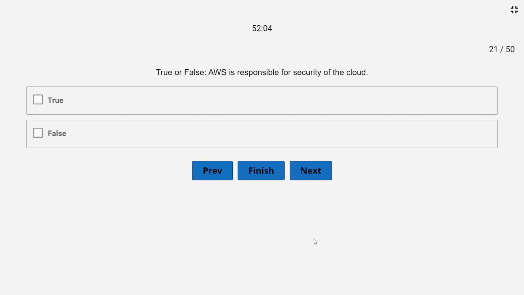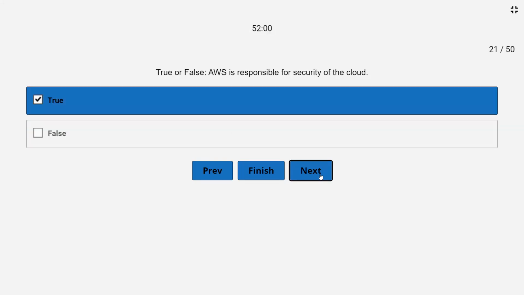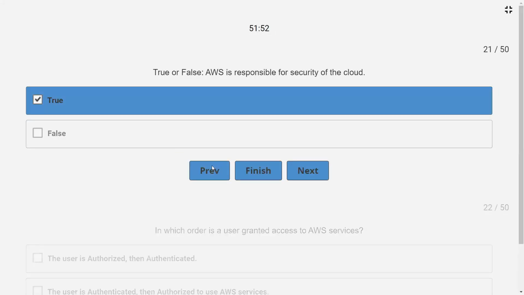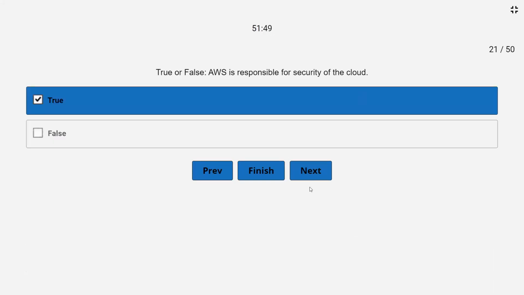Anyway, so let's move on. AWS is responsible for security of the... In which order is a user granted access to AWS services? Yes, true. Security of the cloud.